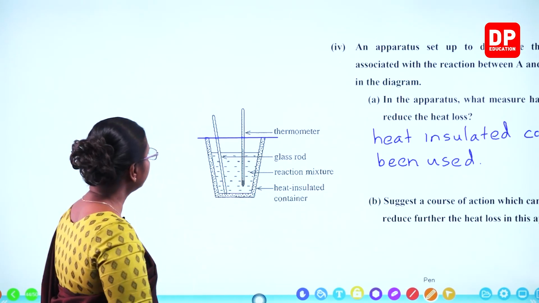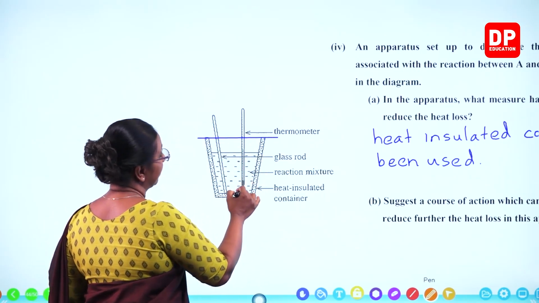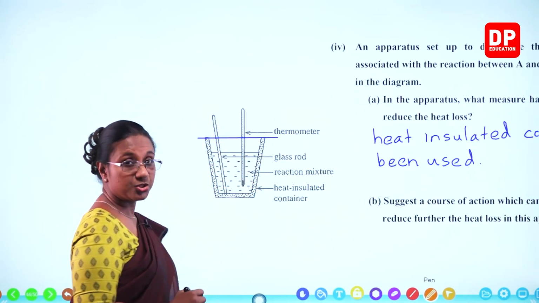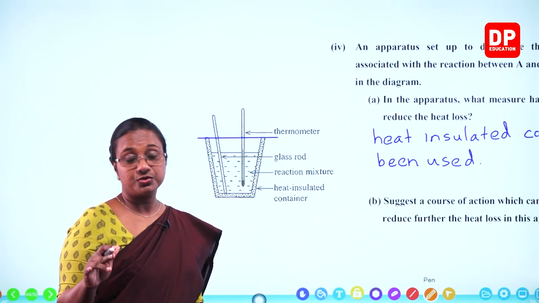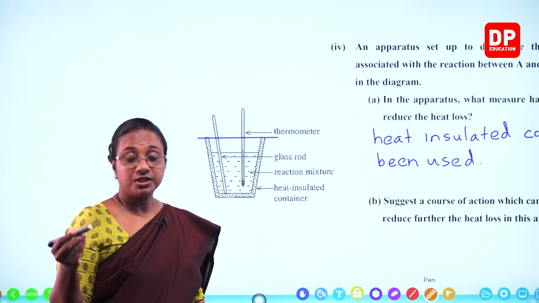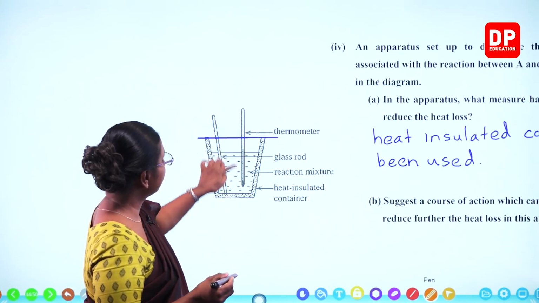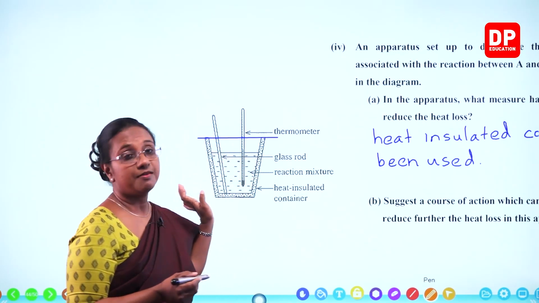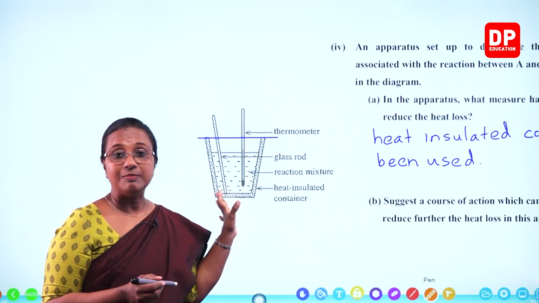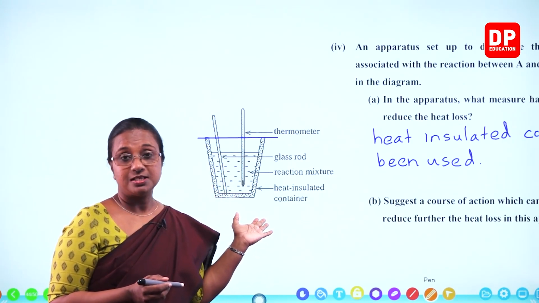There, what can you do? You can make 2 holes so that you can insert the thermometer and the glass rod in any of those. The regiform or the cardboard or the wood, you can make the holes and you can insert them through that and you can cover it so that heat loss will be prevented.